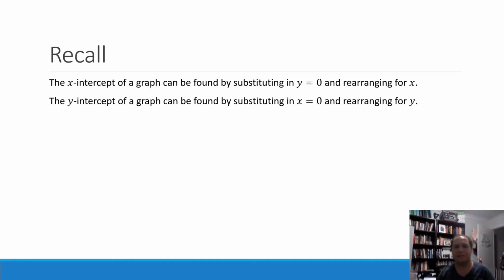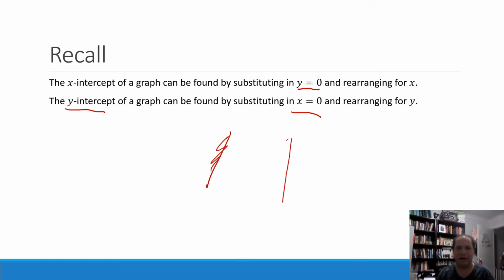So the x-intercept of a graph can be found by substituting in y equals 0 and rearranging for x. Conversely, the y-intercept of a graph can be found by substituting in x equals 0 and rearranging for y. So remember, that's not a very straight line.